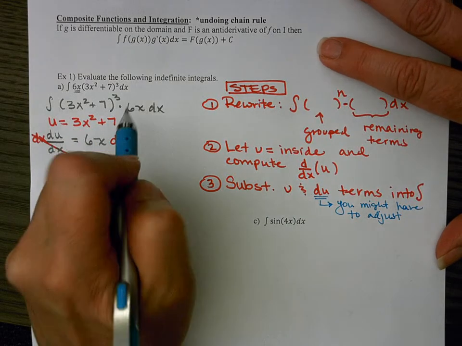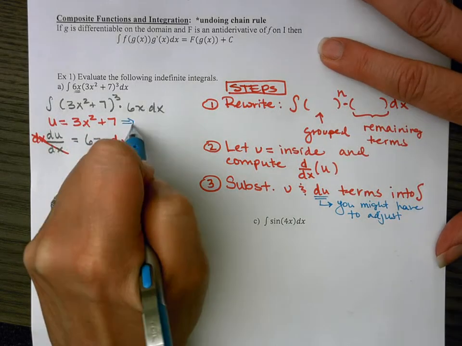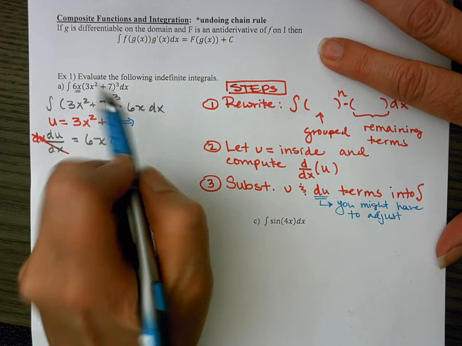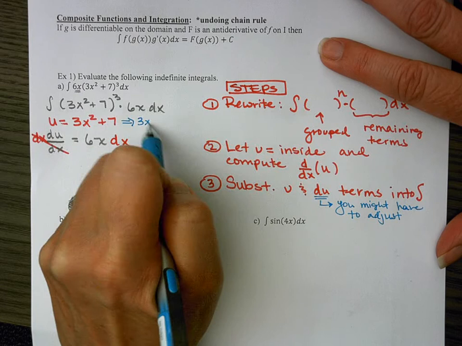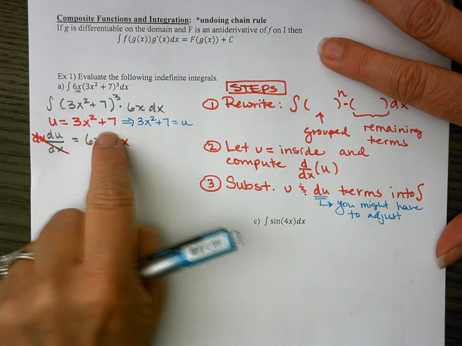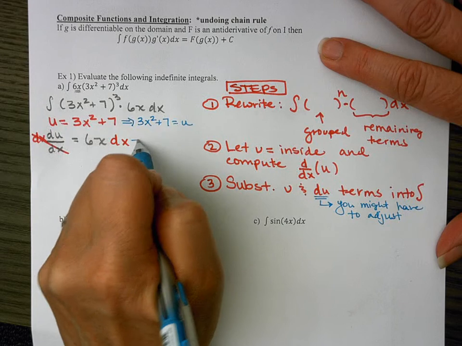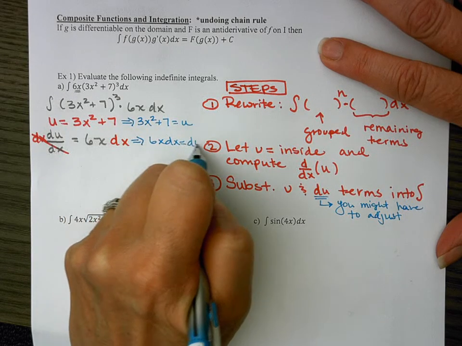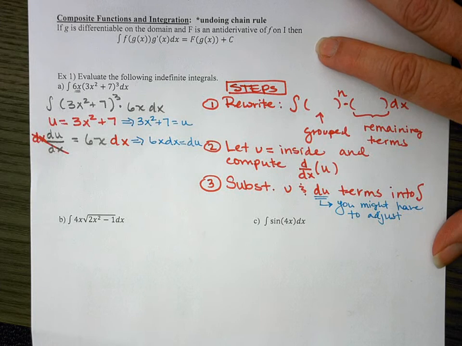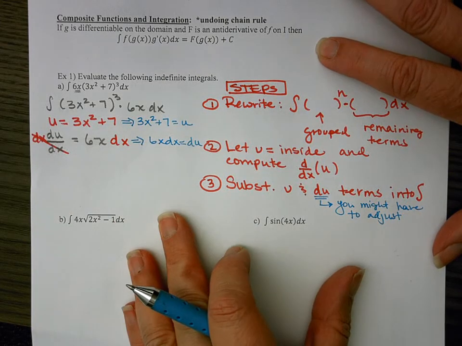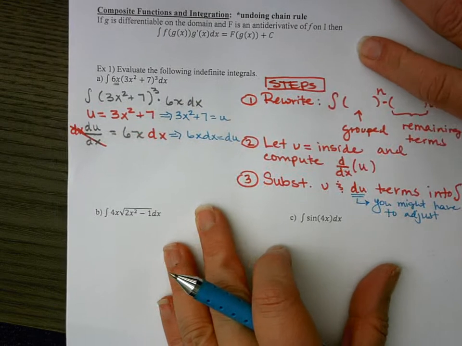Okay, so the way you might be processing this might be a little difficult, but what I want you to do is think about the fact that 3x squared plus 7 is equal to u, right? 3x squared plus 7 is equal to u. And then 6x dx is equal to du, right? These are equal statements, I'm just rewriting it to make sure that we're seeing that. Okay, so now let's go ahead and do that substitution.